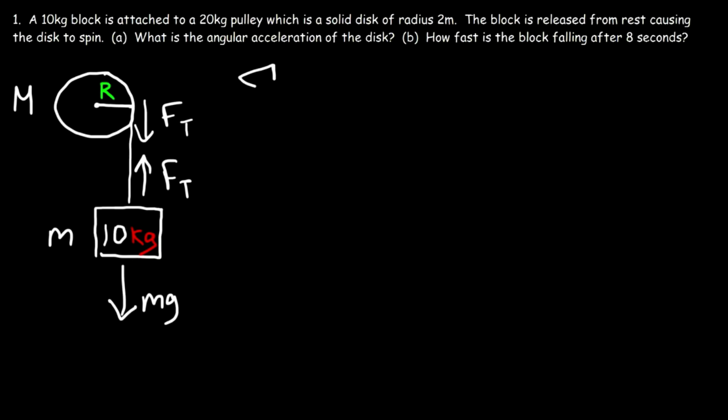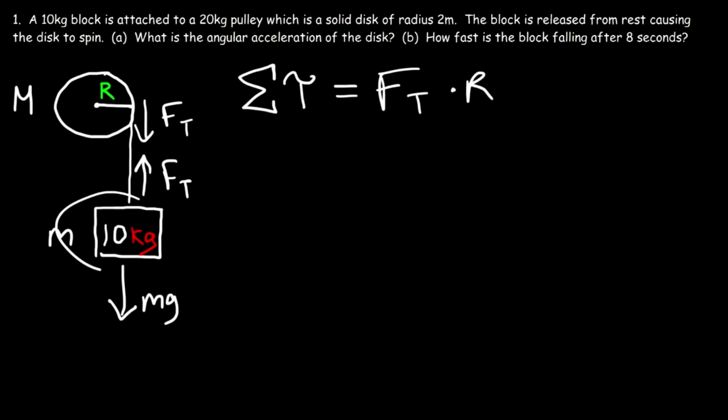So what we can do at this point is write an expression for the net torque acting on the disc. Now there's only one force acting on the disc, which is the tension force. And torque is force times the moment arm, which in this case is the radius of the circle. So the net torque acting on the solid disc is the tension force multiplied by the radius of the circle.